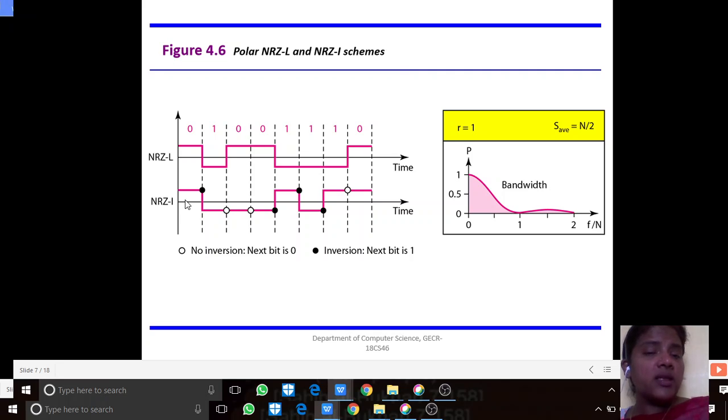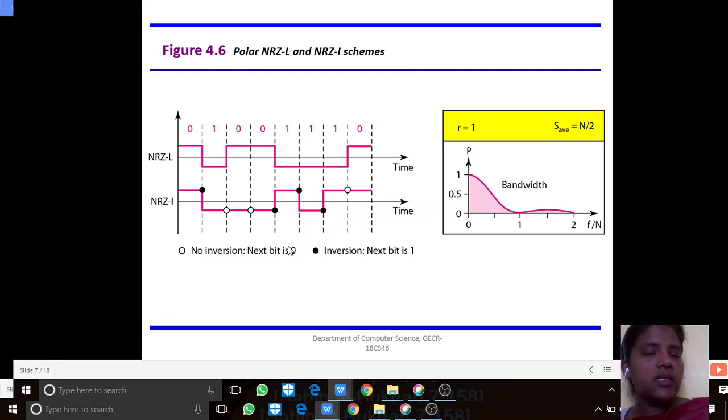But in case of NRZ-I, there is a positive voltage at the 0 and a negative voltage at the 1, but when 0 comes again, there is no change. So it has the assumption that for data element 0, no change, and for data element 1, there is a change. So inversion, no inversion: next bit is 0, no inversion; next bit is 1, inversion. Since 0 is there, no change. Whatever is the previous level, it will continue. 1 is there, it will change from 0 to 1. 1 is there, it will change from 1 to 0. 1 is there, 0 to 1. And 0 is there, no change.